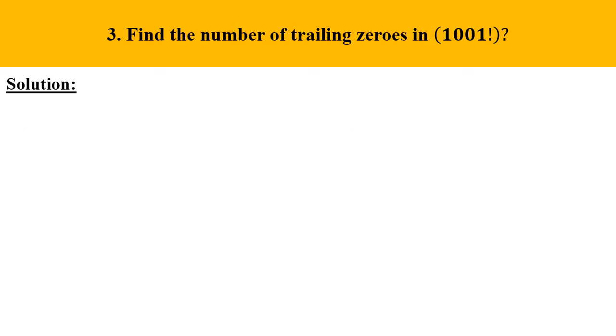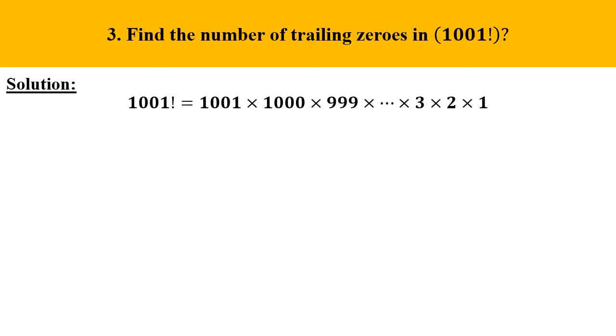Next, our final question is to find the number of trailing zeros in 1001 factorial. 1001 factorial can be written as 1001 into 1000 into 999 into etc., 3 into 2 into 1. So the power of 2 in 1001 factorial will obviously be much more than the power of 5. So the power of 10 will be equal to the power of 5.